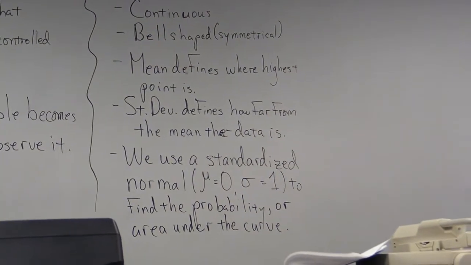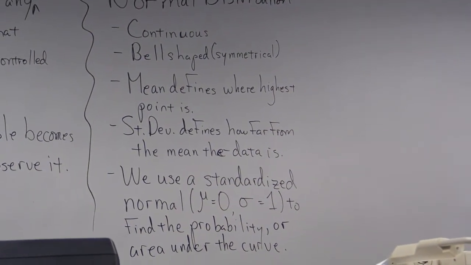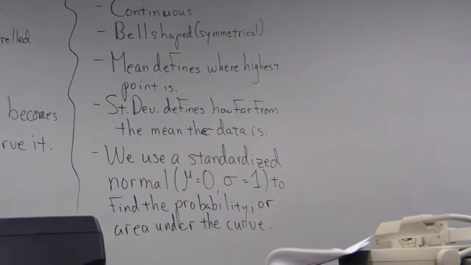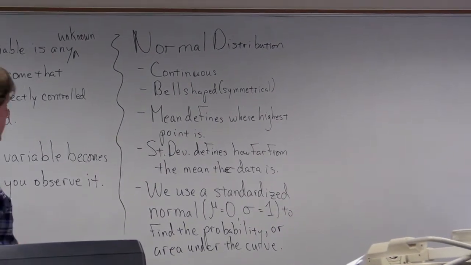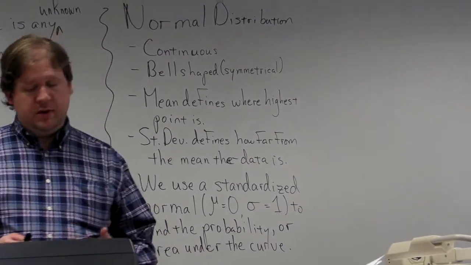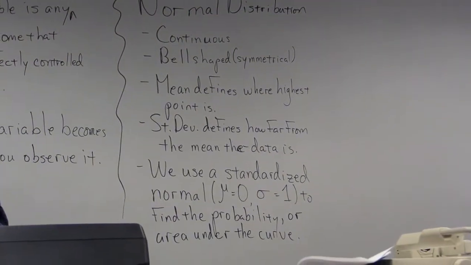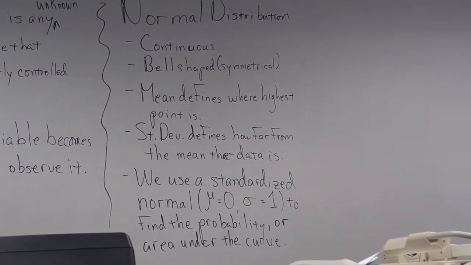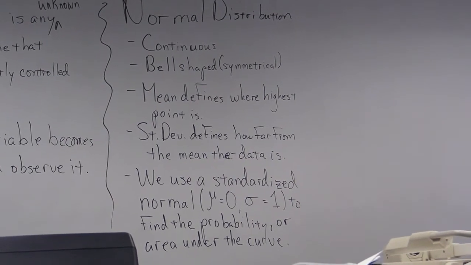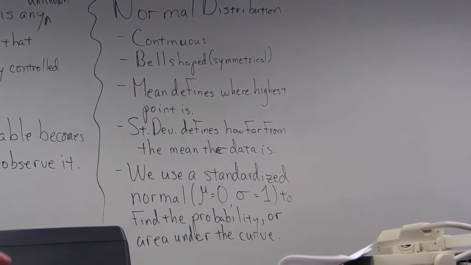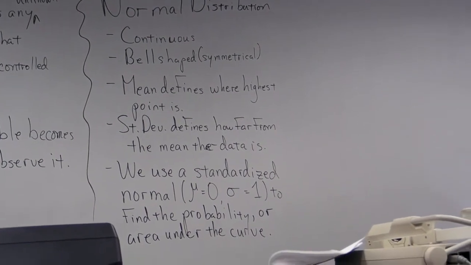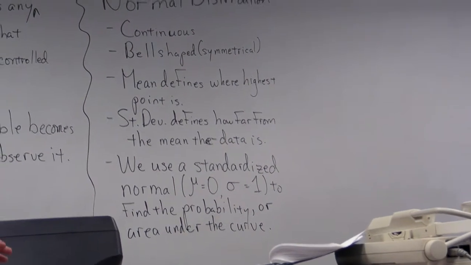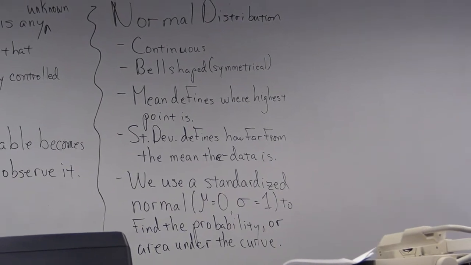we're going to use something called a standardized normal. A standardized normal has a mean of 0 and a standard deviation of 1. To find the probability, or what we'll consider the area under the curve, remember that probabilities are areas under curves. So what we're going to do is draw our probability distribution, find the area under the curve, and then that is our answer.